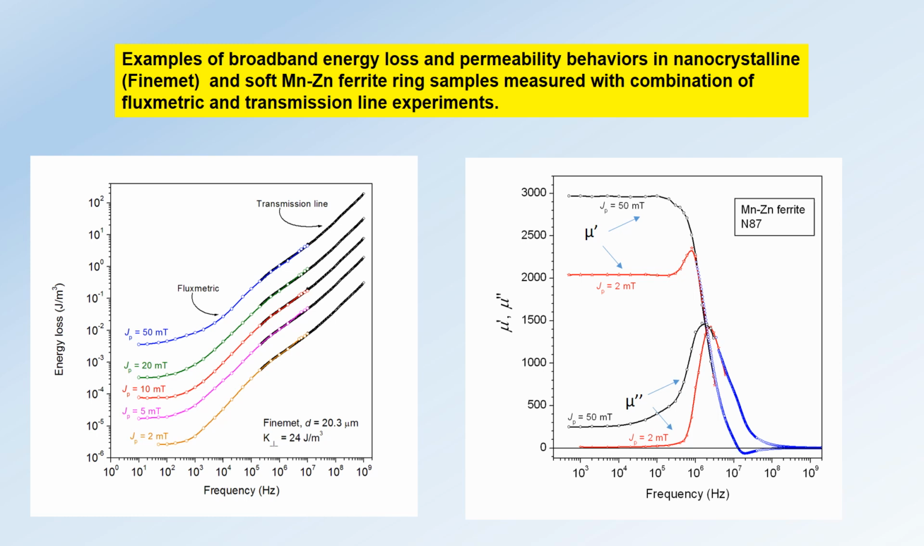In the figure on the right, we have the real and imaginary permeability of the manganese zinc ferrite M87 measured respectively at 2 millitesla, red, and 50 millitesla, black. The blue points are the real and imaginary permeability measured using the transmission line method. That means measuring the S11 scattering parameter.